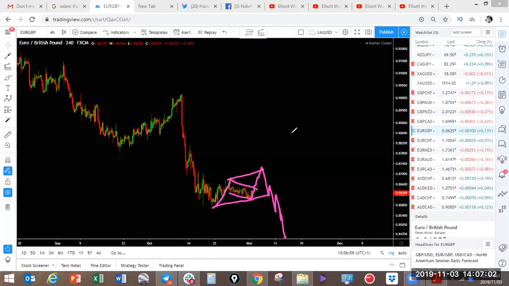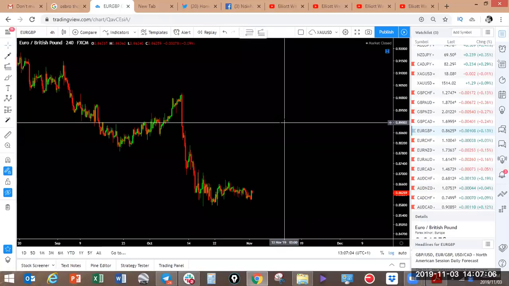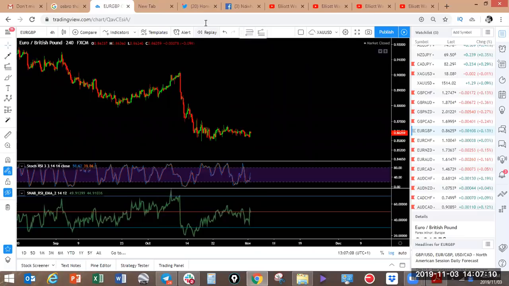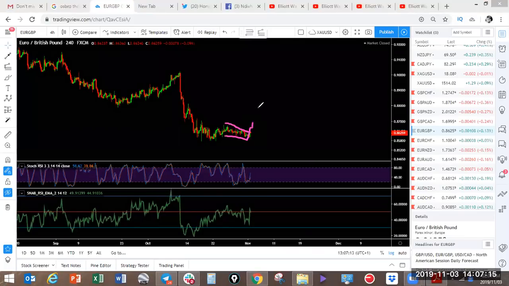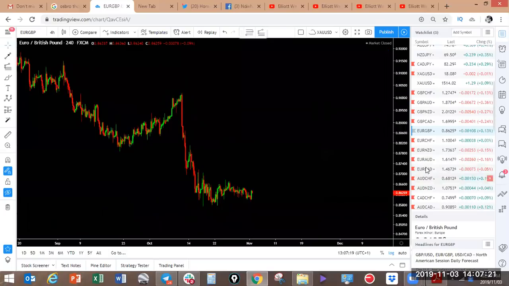So the next move here is this. Let's check here if we've got, actually looks pretty good for upside. It can be more than what it looks like here. Keep an eye on that. Euro pound.